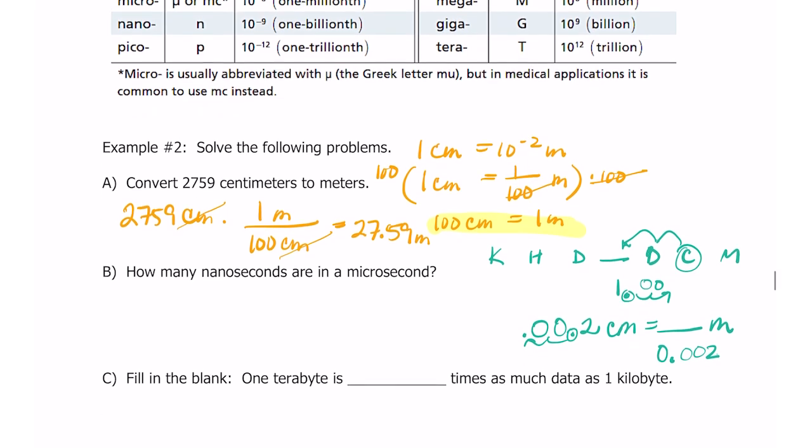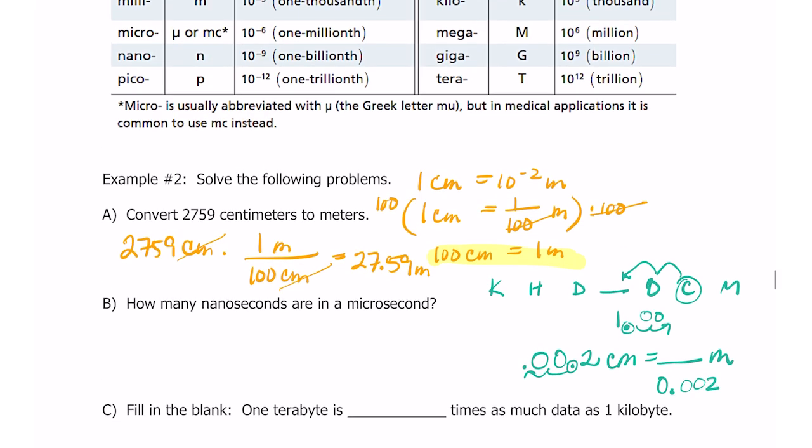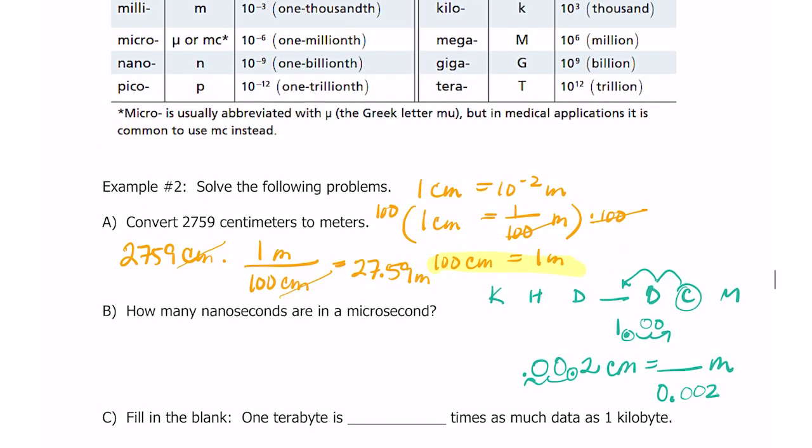In letter B, we're asked how many nanoseconds are in a microsecond. Okay, so we know that nano is larger than micro, right? So I'm going to divide the longer by the shorter. So I've got 1 microsecond divided by 1 nanosecond.